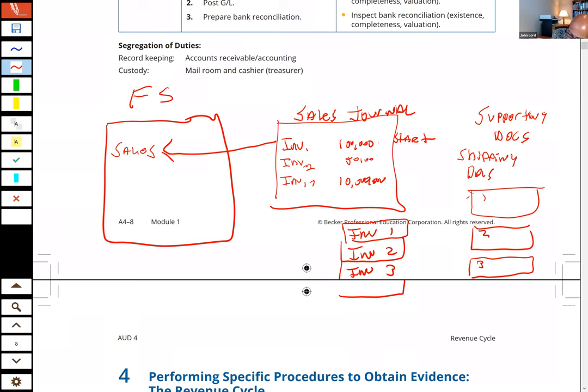They pick this invoice number one and they go and they find the actual invoice. And then they find the associated shipping document. What assertion did I just audit? I had an invoice listed in the sales journal. I want to audit that. So I went and I found the invoice. And then I found the shipping document that showed that they actually shipped those goods. Completeness.